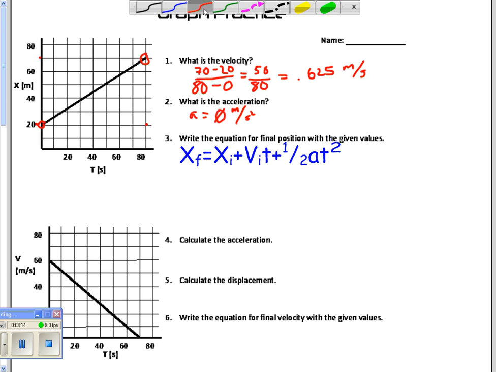So for our xi, our initial position is 20. Our initial velocity is the velocity we just figured out, 0.625. And I'm just going to say times time, because I want to get basically the equation for the line. So anywhere along this line, I'll be able to figure out the position. Plus the 1/2 a t squared. And we just figured out that a is 0.